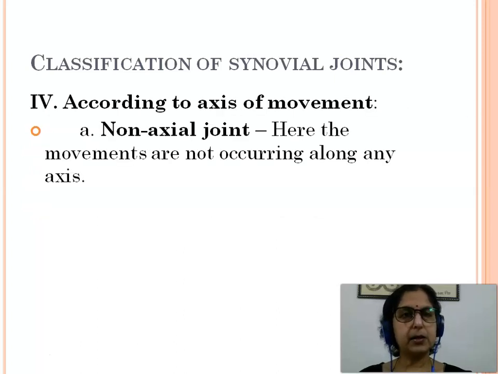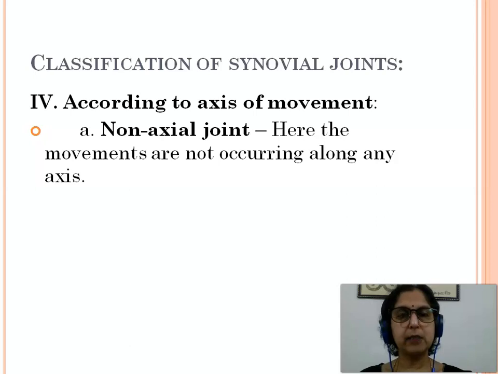Another way of classifying synovial joints is according to the axis of movement. Movements occur at joints along a particular axis. So, if there is no axis along which the movement is occurring, these types of joints are non-axial joints. There are joints which have only one axis along which one set of movement occurs. They are called uniaxial joints.